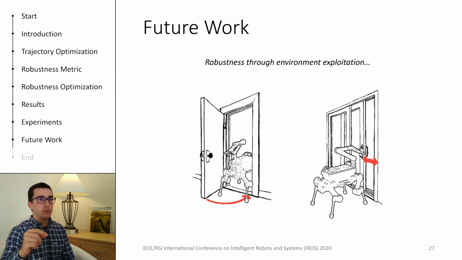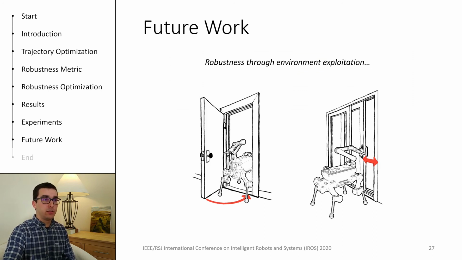However, it would be interesting to exploit prior knowledge of the robot's environment. As an example, consider the sketches on this slide, where a robot is tasked with opening a door. If the robot is operating in a new environment, it may not know how heavy the door is, or how much friction there is in its hinges.